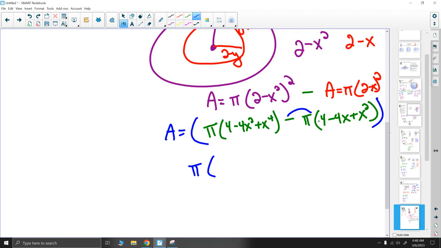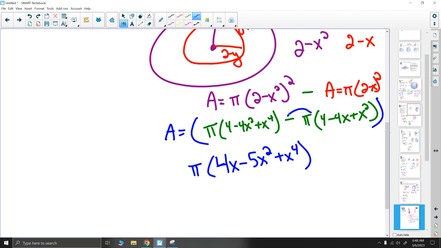Those cancel. Okay, then we have a negative 4x, but it's turned into a positive, so it's going to be a 4x. We have an x squared. That's going to be a negative x squared, and a negative 4x squared is going to be negative 5x squared. An x to the fourth, that's all we have, so plus x to the fourth.